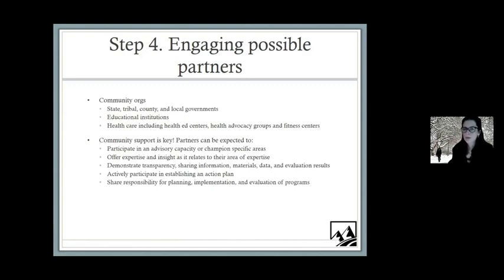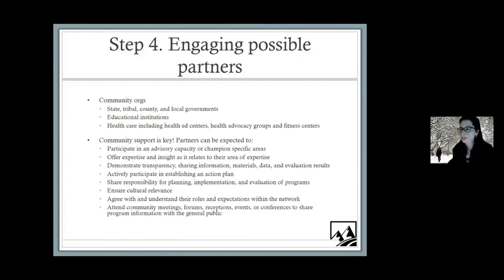And then it can help share responsibility for some of the lift that has to happen in executing a program. And it ensures cultural relevance, so important in many communities, and helps stakeholders agree with and understand their roles and expectations of them. And people can be expected to participate if they agree to be partners or supporters. They can involve themselves in a whole variety of ways in the work, which are listed here.